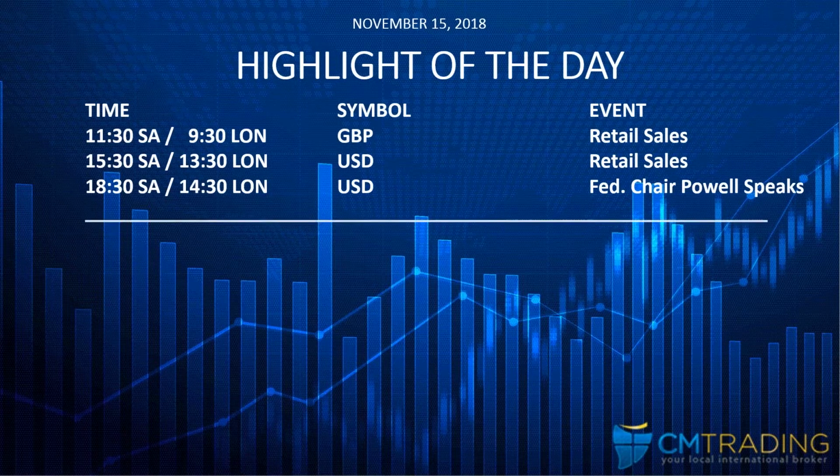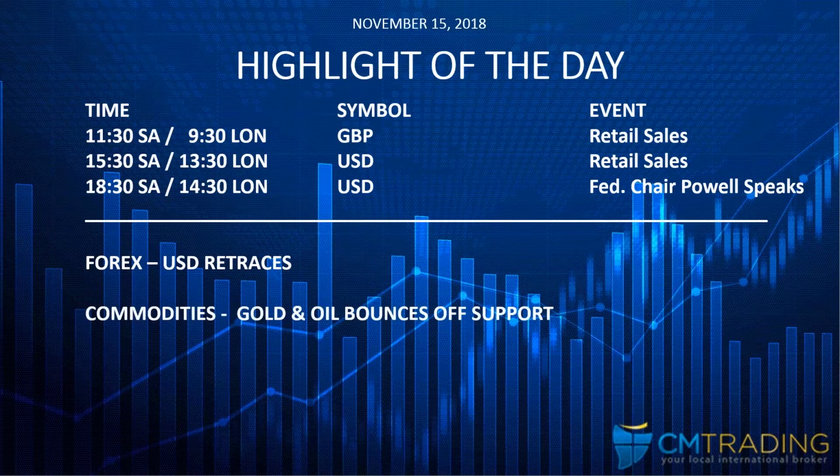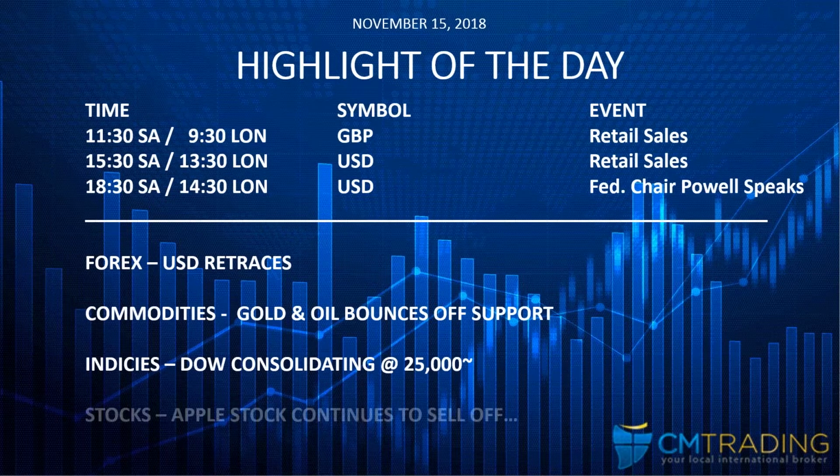Now, let's take a recap on some of our highlights. USD retraces versus the major pairs. We'll take a look at that. In terms of the commodities, gold and oil bounce off support. We'll take a look at that. Very important levels. And next, the indices, Dow consolidates at 25,000. That's the Dow Jones. And lastly, Apple stock continues to sell off to lower than not just $200, but at $184. That's a major retracement for Apple.